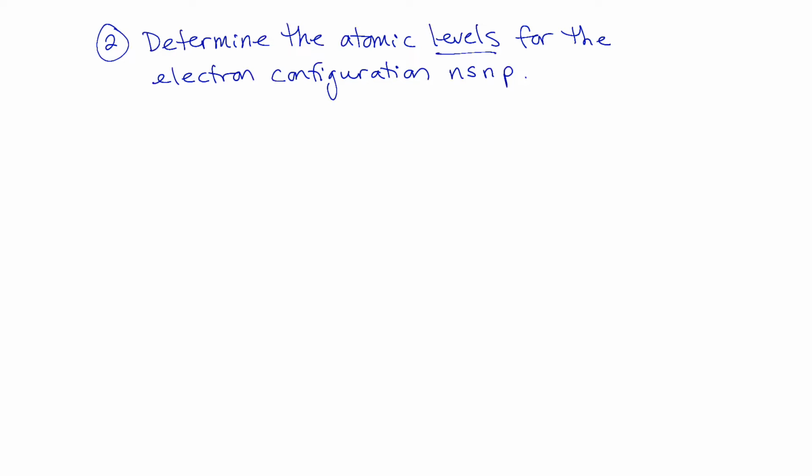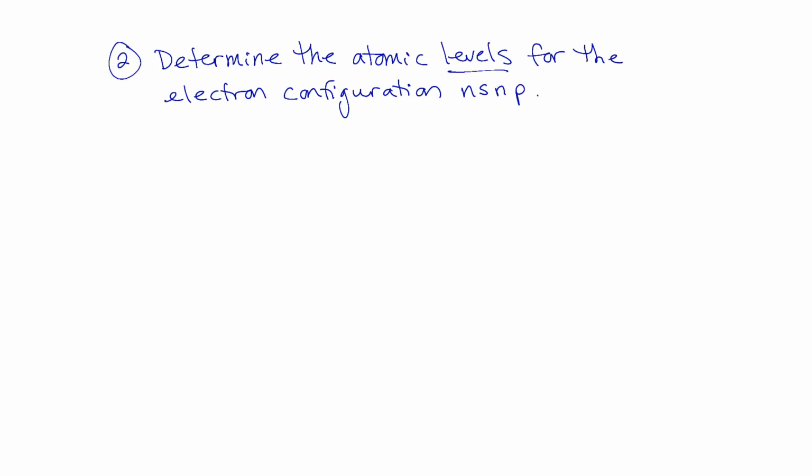Okay, so let's do another example. This time we're going to look at the atomic levels for the electron configuration of the form nsnp. Remember, levels indicates that we're taking into account the spin-orbit coupling, so we're going to have J come into play here. So don't forget to include that. That's going to go in the subscript of your term symbol notation. And then note that we've got one electron in an s orbital and one electron in a p orbital.